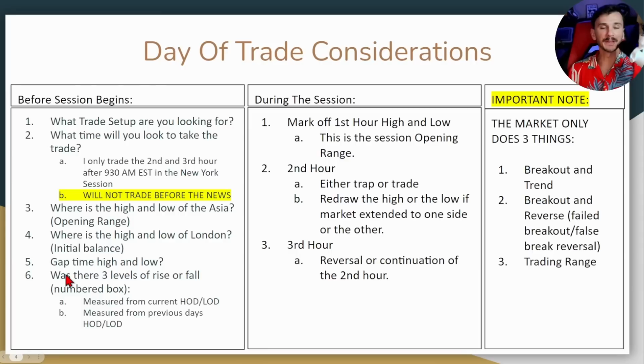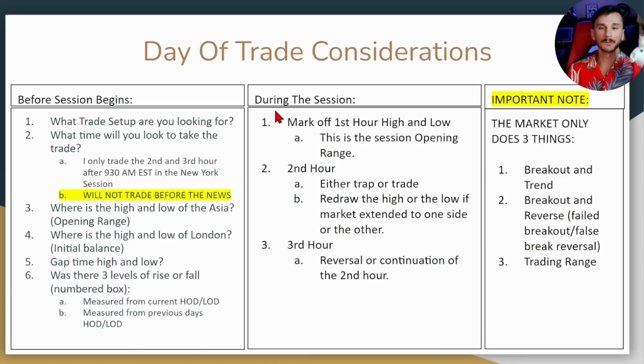Has there been 3 levels of rise or fall using the numbered boxes? Okay, that's the 100 pip boxes. And you can measure that from the current high of day or down from the low of day. I'm sorry, down from the high of the day or up from the current low of the day. You can also measure from the previous day's high or down from or up from the previous day's low. All right, and I'm going to go over that a little bit more in detail next week.